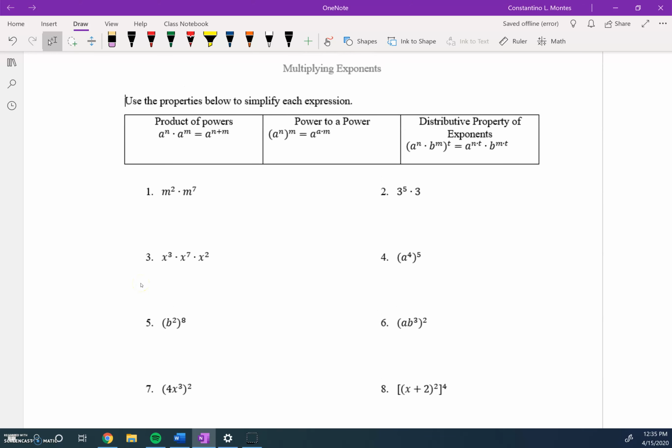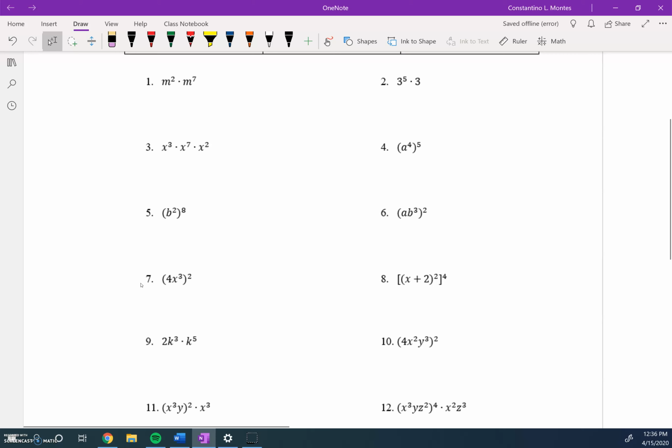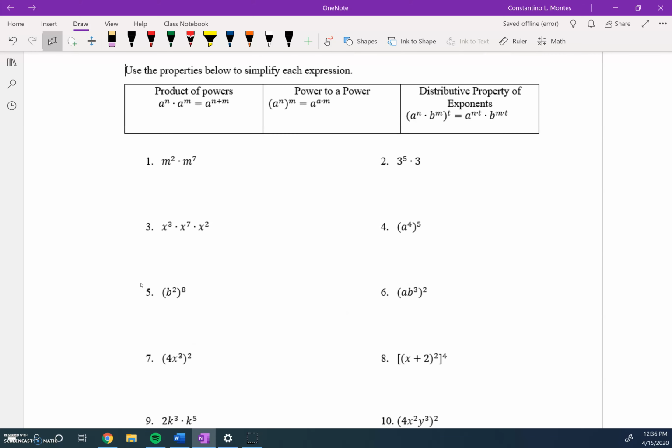This is Mr. Montes, and if you recognize this assignment, it was given to you all on Monday of this week. I just wanted to give you a check for yourselves, so I was going to walk through all these problems and make sure that you guys are doing it correctly. So let's just start off with number one. We got m squared times m to the seventh.